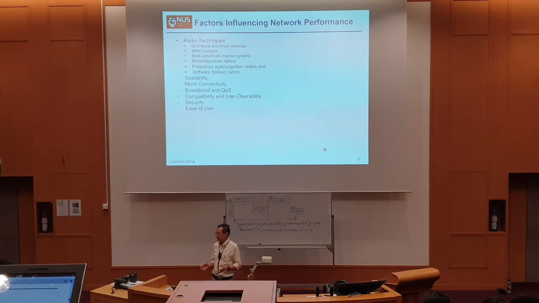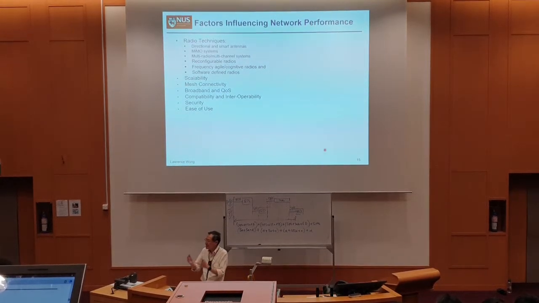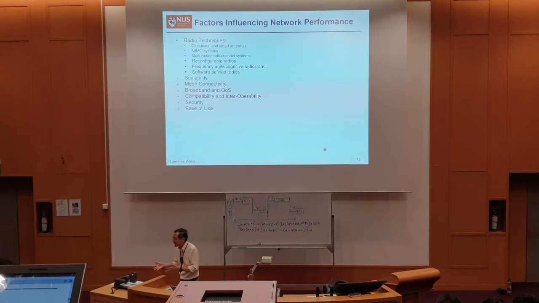TV white space is a licensed spectrum. It's not like Wi-Fi. Wi-Fi anybody can set up, because that is in the instrumentation, scientific and medical band, what they call the ISM band. For cognitive radio, because you're using the spectrum of the TV channels, the TV broadcaster paid money for that spectrum. But now you're borrowing that channel from him.